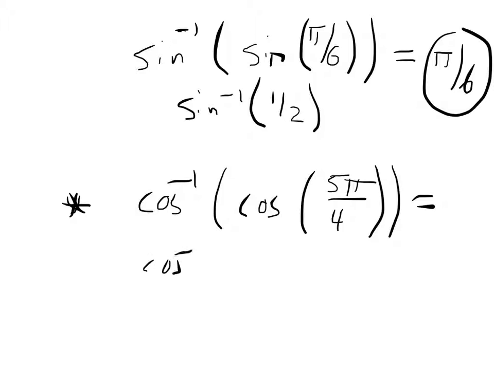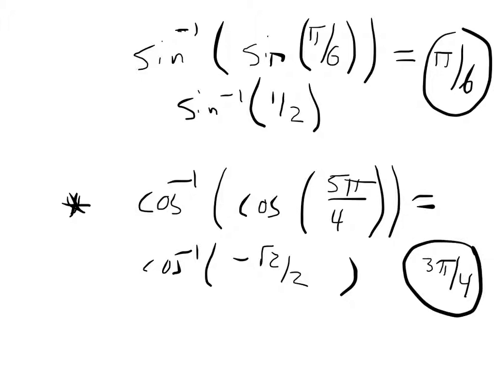Cosine of 5 pi over 4 is negative root 2 over 2. 5 pi over 4 is a third quadrant angle, cosine is negative, reference angle is pi over 4, negative root 2 over 2. So now I'm looking for the cosine inverse of negative root 2 over 2. I'm looking for an angle between 0 and pi whose cosine is negative root 2 over 2, and that answer would be 3 pi over 4.